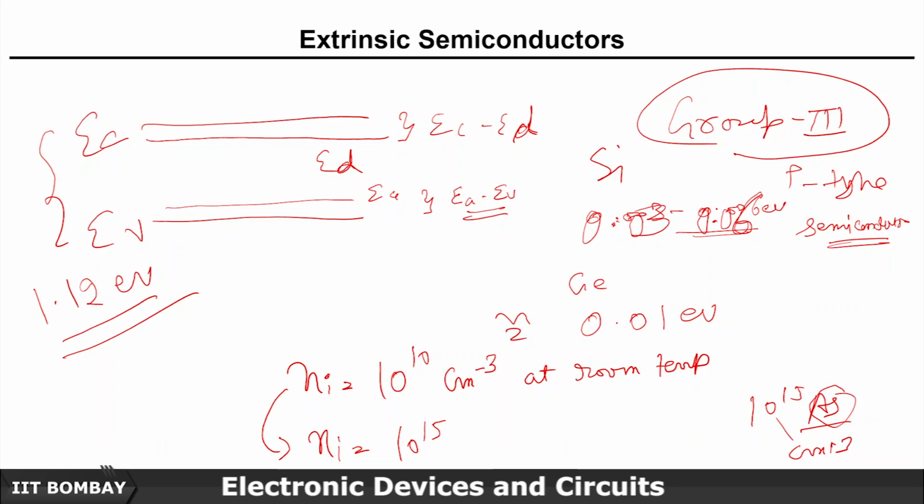Similarly, in case of 2-6, other elements can come. So having higher electrons or having fewer electrons, depending on whatever you want to make, a p-type semiconductor or an n-type semiconductor. Okay.